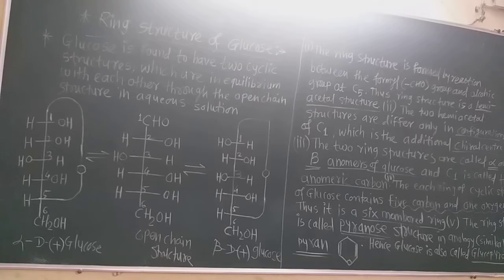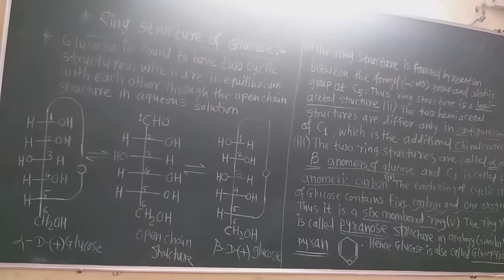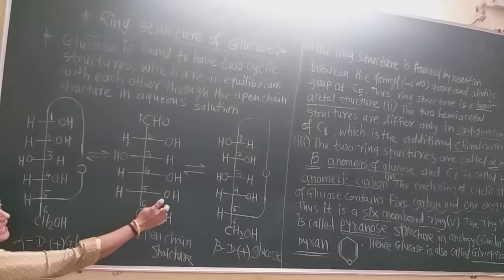But this ring structure, the cyclic structure of glucose, is found to have two structures which are always in equilibrium with each other through the open chain structure, as shown in these structures on the blackboard. Now see how the ring structures are formed. Now on this 5th carbon there is the hydroxyl group.